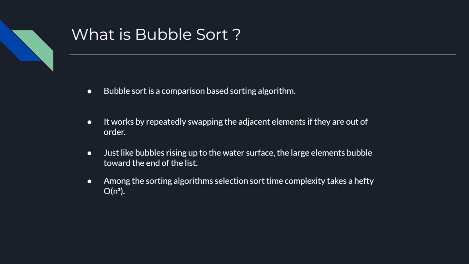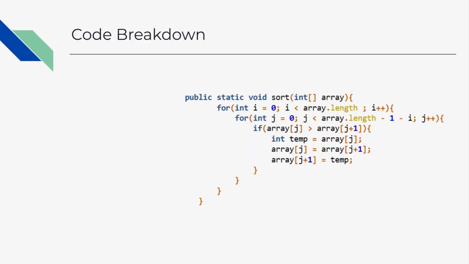However, bubble sort has a time complexity of O(n squared), which it shares with algorithms like selection sort. This makes it less efficient than other algorithms for large datasets, but it's still a great way to understand the basics of sorting. Now let's look at the code breakdown.